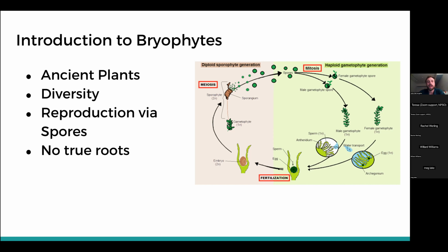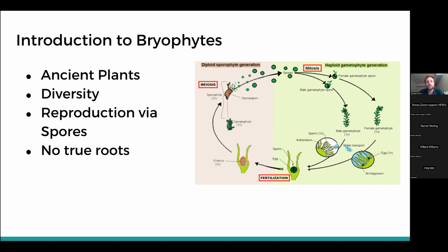Because of this, they have some more basal strategies in terms of reproduction and morphology. They reproduce via spores and have a dominant haploid gametophyte generation. Bryophytes have no true roots. They have these things called rhizoids that keep them pressed and attached to their substrate. But beyond that, they obtain their nutrients and water through the atmosphere and through their leaves.